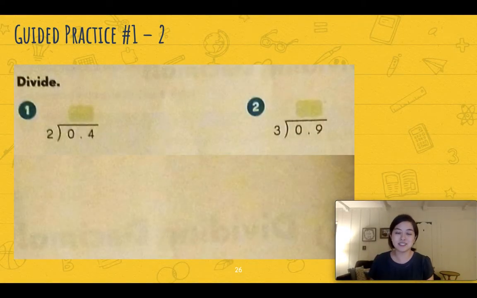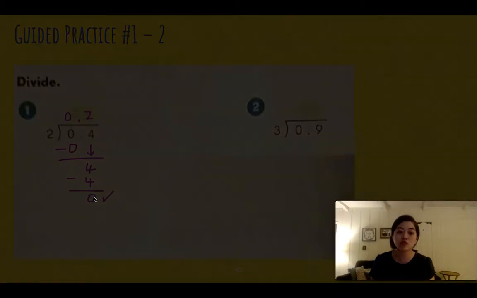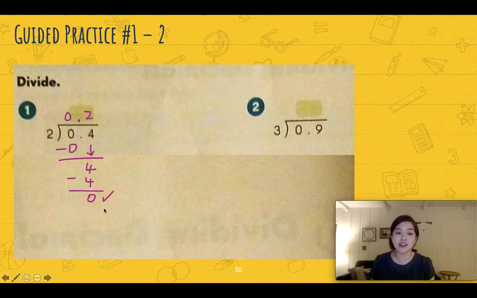Hi, let's do this together. Alright, so 2 times what gets you 0? That's a 0. So 2 times 0 is 0. So 0 minus 0 is 0. So for now, let's ignore the decimal point. Let's drop the 4. 2 times what gets you 4? It's 2. So 2 times 2 gets you 4. So let's subtract 4 and I get 0. Don't forget about the decimal point. And now I'm done.